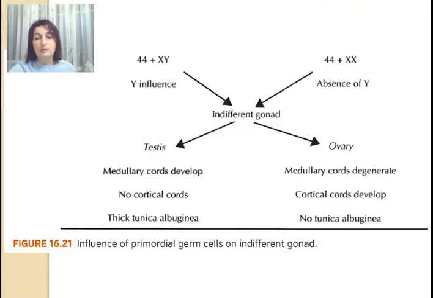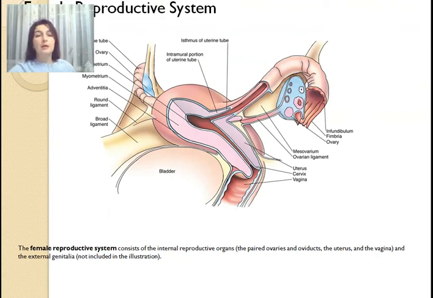Then the female reproductive system. As we know, the female reproductive system is represented by the paired ovary, then paired uterine tubes, fallopian tubes, uterus, vagina, and external genitalia. The main glands which produce female sexual hormones and female sexual cells are the ovaries. Actually, the ovary and uterine tubes belong to intraperitoneal organs. It means that they are covered by peritoneum on all their sides.